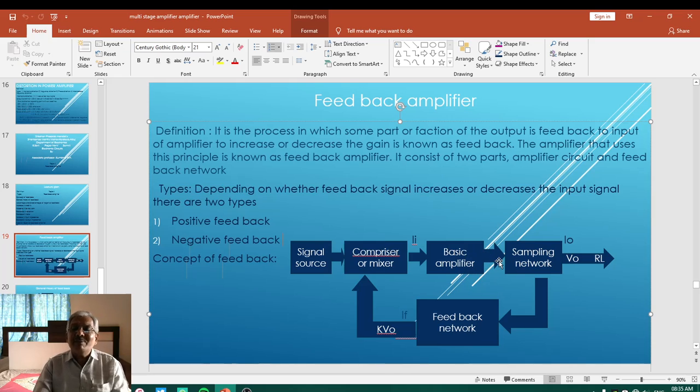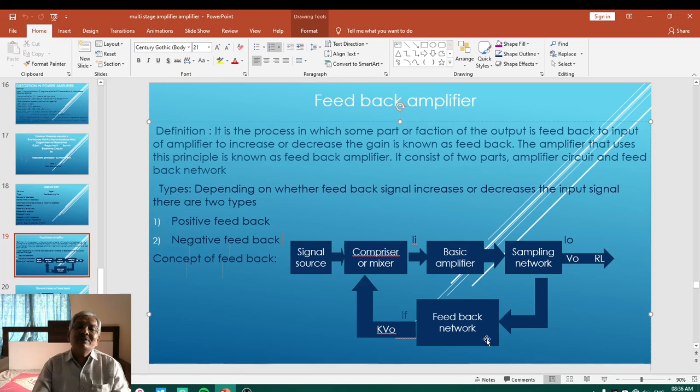This output of the basic amplifier is given to the sampling network. The sampling network is connected at the output of the basic amplifier, as its name suggests. It samples the output signal. Output of that is given to the load resistance. The sampled signal is given to the feedback network.